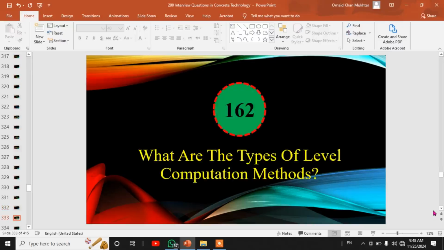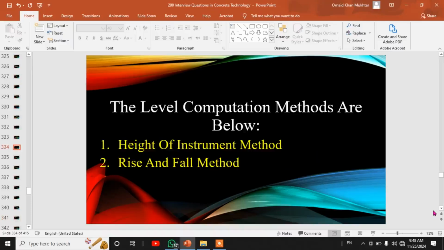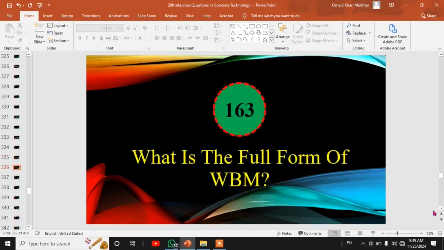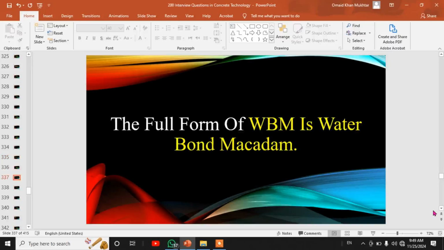162nd. What are the types of level computation methods? The level computation methods are below: first, height of instrument method; second, rise and fall method. Transportation engineering. 163rd. What is the full form of WBM? The full form of WBM is water-bound macadam.